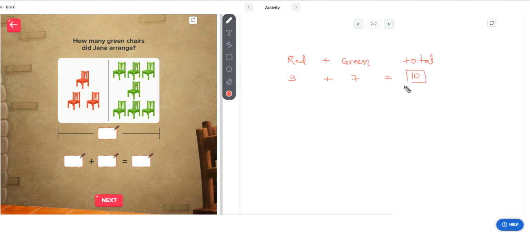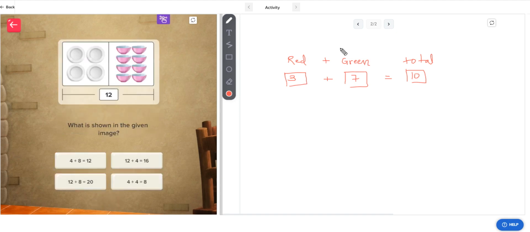So in all I have a total of 10 chairs, with 3 red and 7 green chairs. So how many green chairs did Jane arrange? Jane arranged 7 green chairs, correct? Awesome work, you guys. Let's move to the next one.